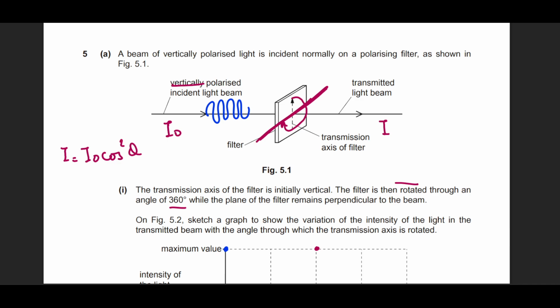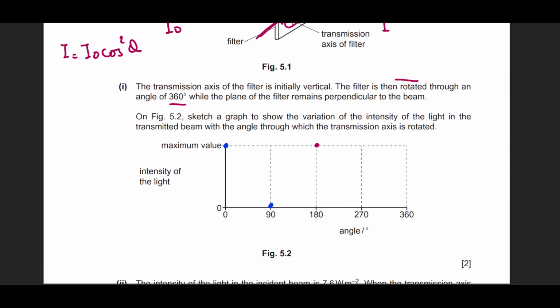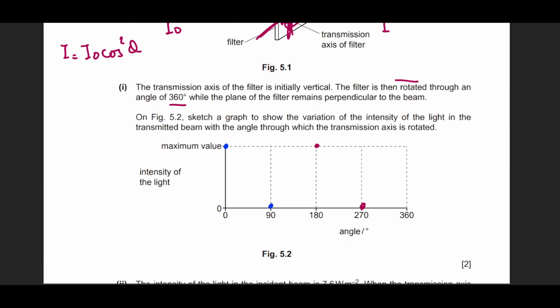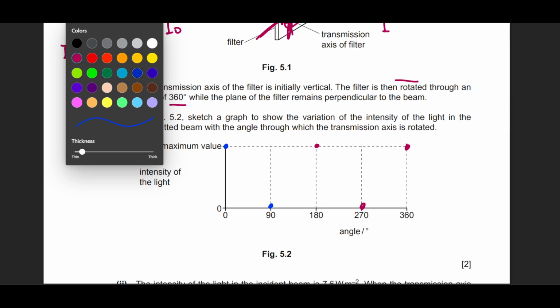The filter is like this. The wave is like this. Will it be able to pass through it? No, it will not be able to pass through it. So this will be 270. Again, back to 360 or the starting point, the aperture aligns with the direction of the wave. So this becomes like this. So the graph is going to look something like this.